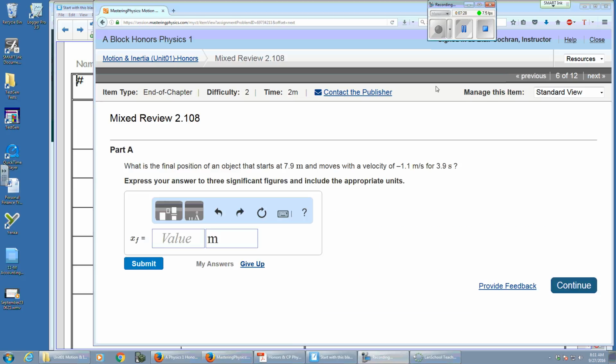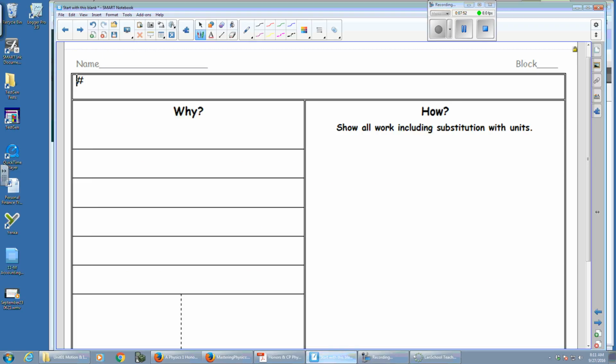All right, on to number 6. What is the final position of an object that starts at 7.9 meters and moves with velocity of -1.1 meters per second for 3.9 seconds? Express your answer in 3 sig figs, including appropriate units, and I've already put in the units for you. All right, so number 6.